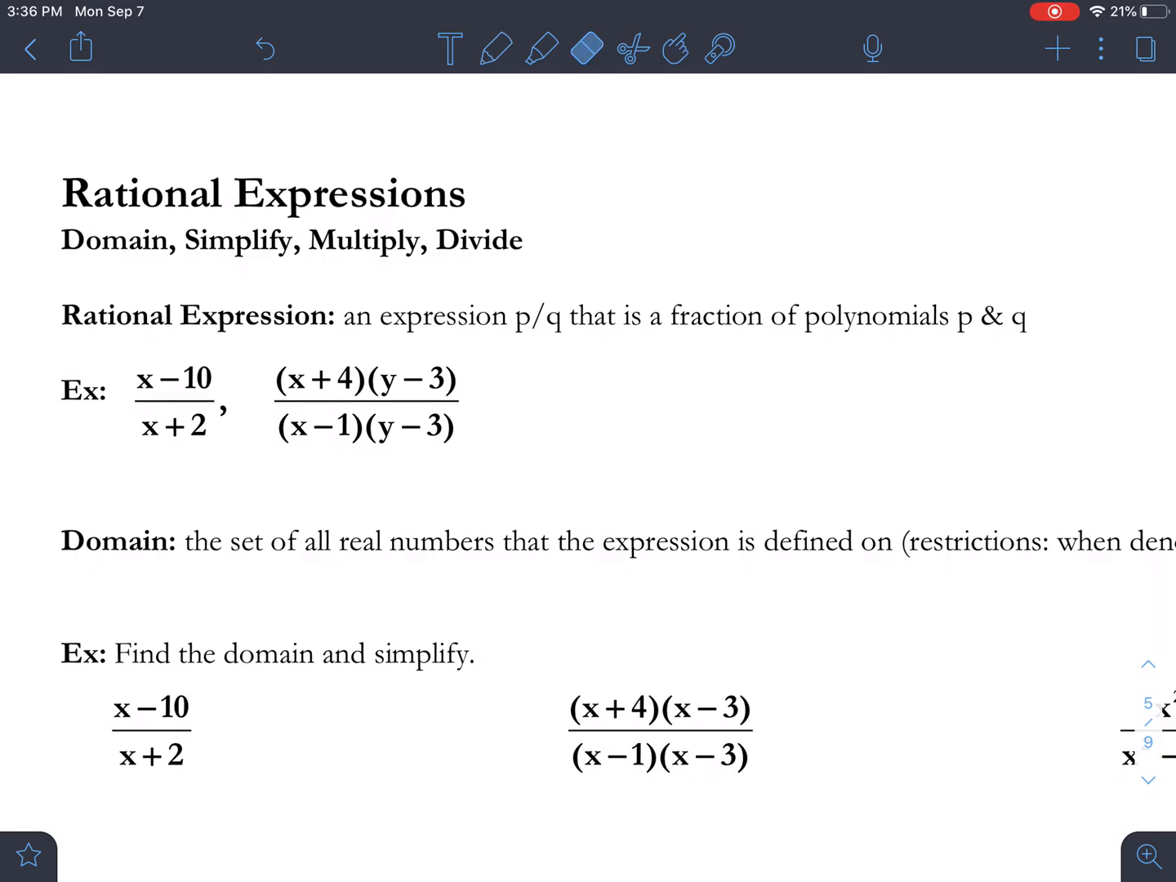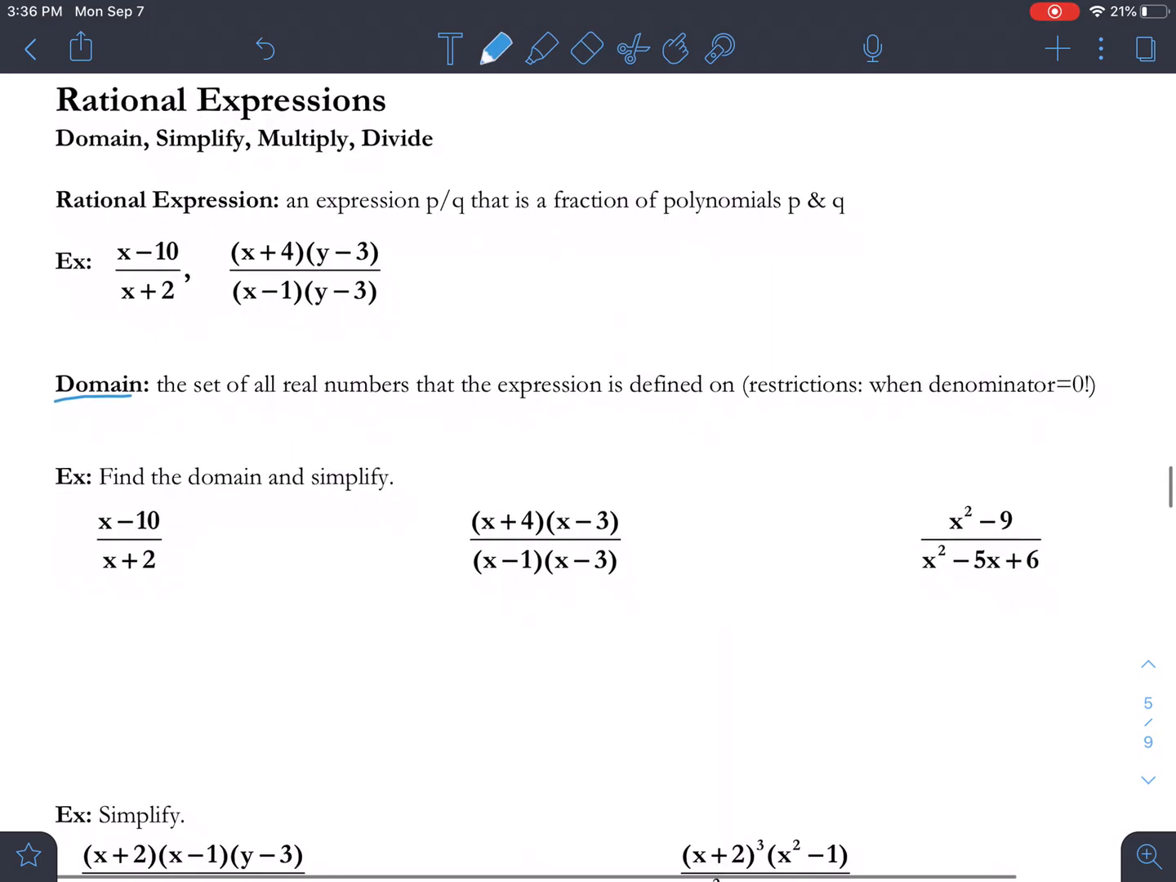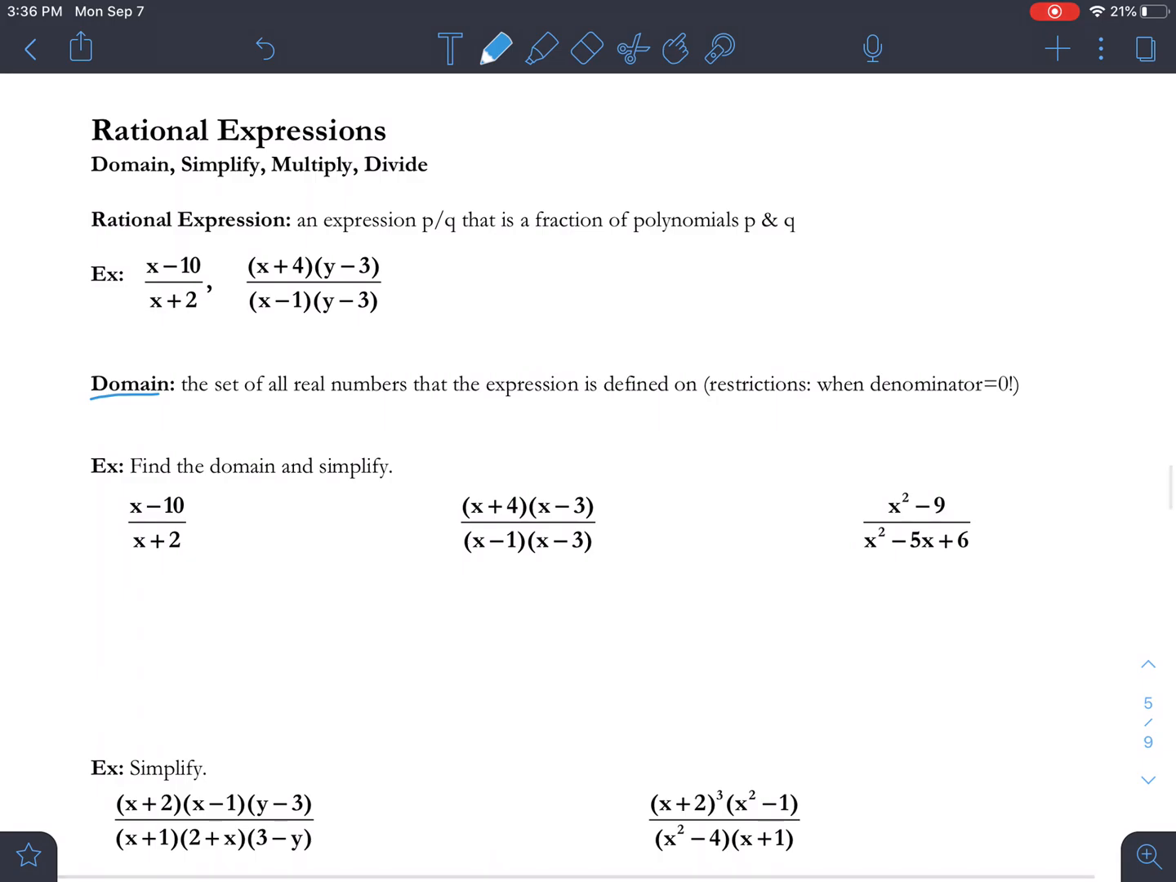Okay, so we're going to be talking about the domain, and really what domain means, if you remember from Algebra 1 a little bit, domain just means the set of all real numbers that the expression is defined on. Here's really what we're looking for. We can plug in any number except when the denominator is equal to 0. So we're going to be looking out for those specifically. Okay, so let's take a look here.